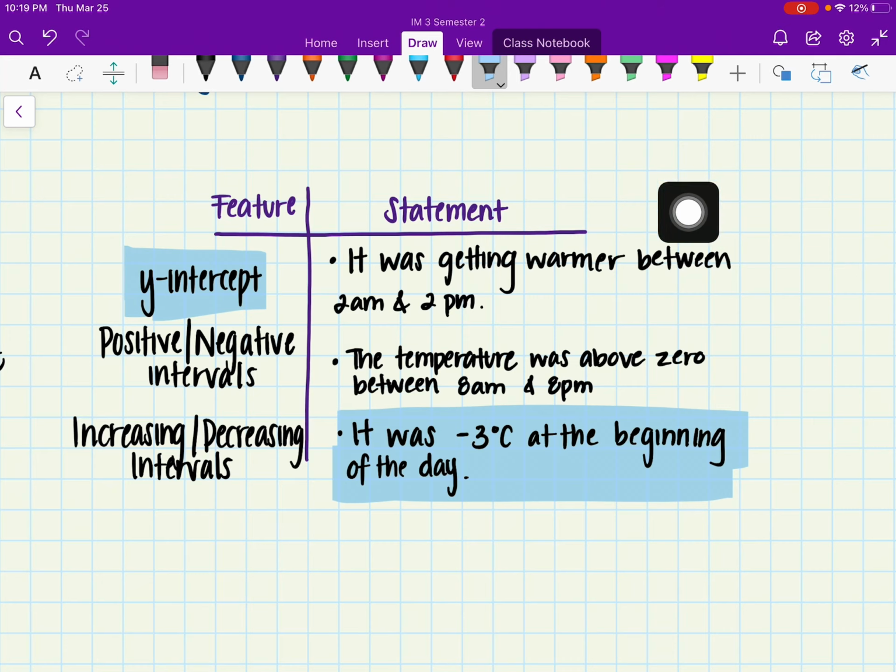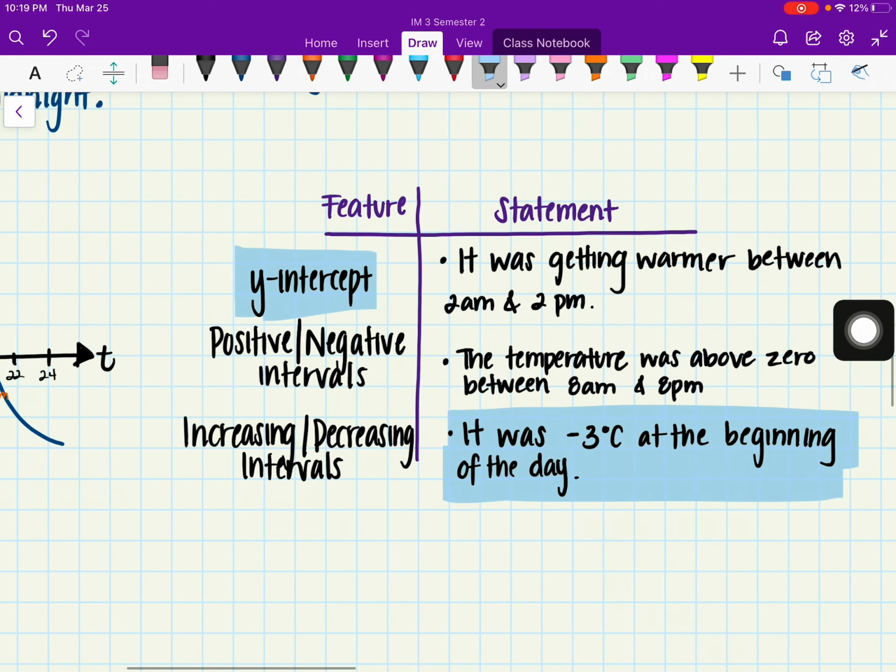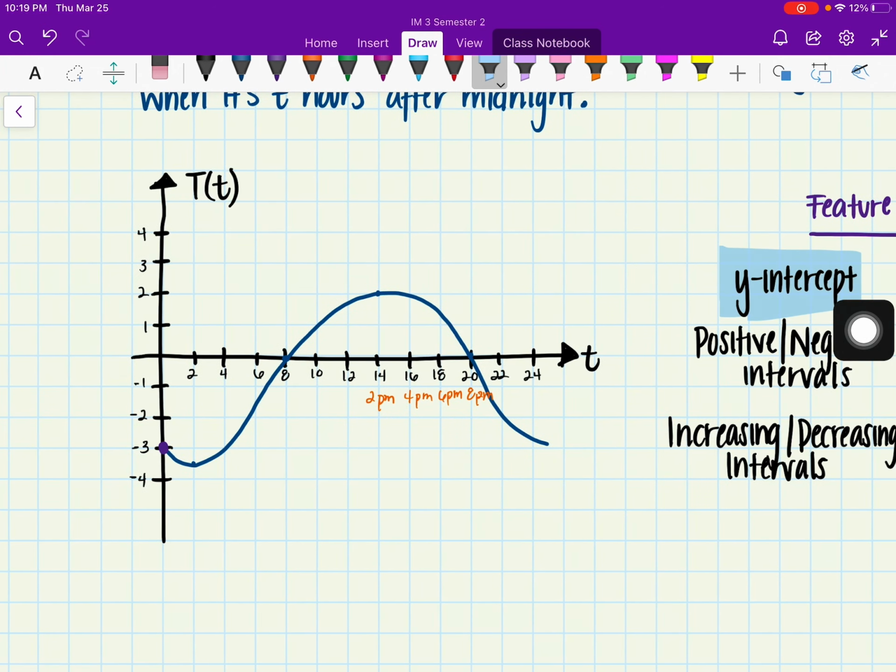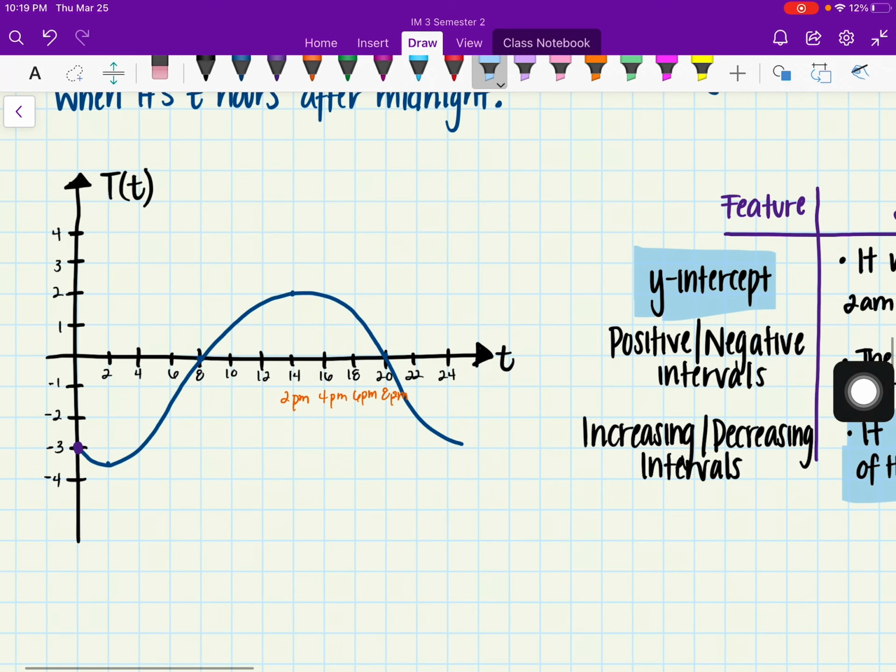Now, let's take a look at positive and negative intervals. Whenever they're talking about positive and negative intervals, there's actually 2 different places. If you take a look at the y-axis, negative intervals, you're going to find them on the bottom. Positive intervals, you'll find them on top. So this is what they mean. A negative interval we could say was from 0 to 8, and it also happened from 8 p.m. and on. Positive intervals would be between 8 a.m. and 8 p.m. So let's check that out.